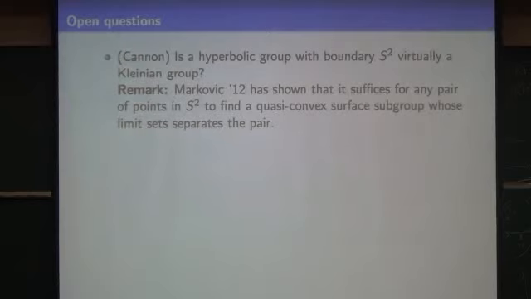There's a question of Cannon. If you have a hyperbolic group whose boundary is a two-sphere, is it virtually a Kleinian group? So it's known that if you have a co-compact lattice in the isometries of hyperbolic 3-space, then it's a hyperbolic group whose boundary at infinity is a two-sphere. So Cannon's conjecture is the converse of that. Recently Markovich has shown that it suffices, for any pair of points in S2, to find a quasi-convex surface subgroup whose limit set separates the pair. So if you could generalize Kahn-Markovich's argument to this abstract context of a hyperbolic group with boundary a two-sphere, then that would give a possible approach to Cannon's conjecture.